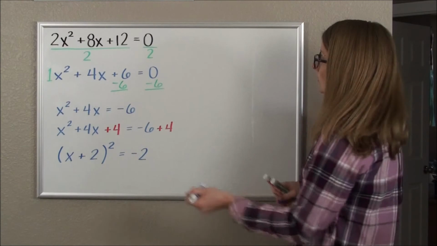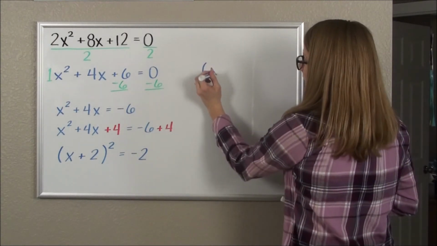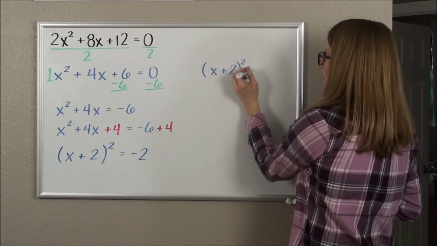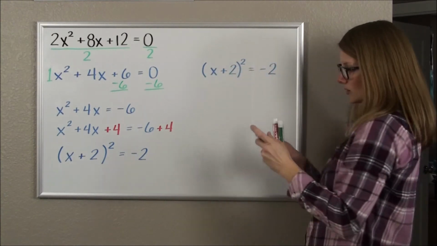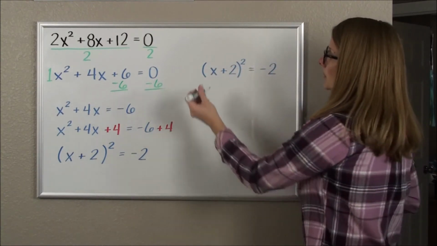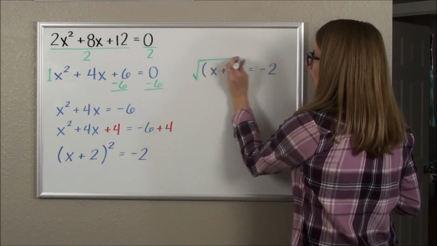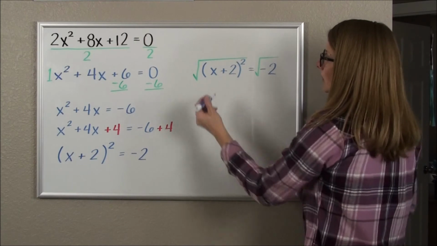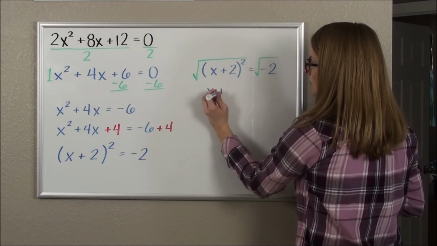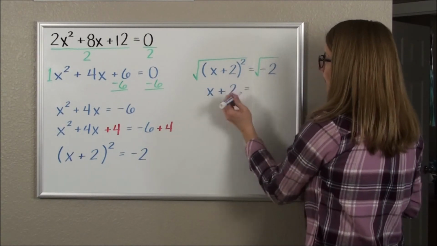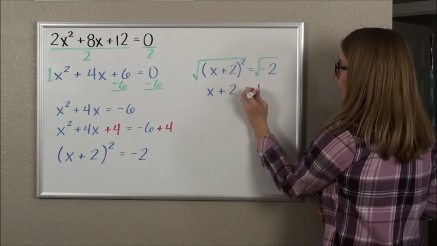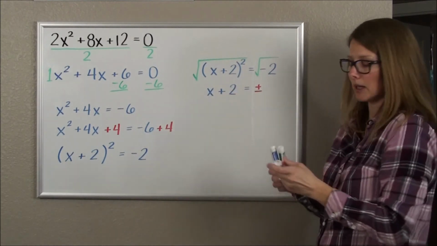Now I can use the square root property. So let's take this up here. x plus 2 squared equals negative 2. Something squared equals a number. So I will square root both sides. The square root will undo the square on the left, leaving me with x plus 2. On the right, I have to make sure that as soon as that square has disappeared, I have a plus or minus to take its place.